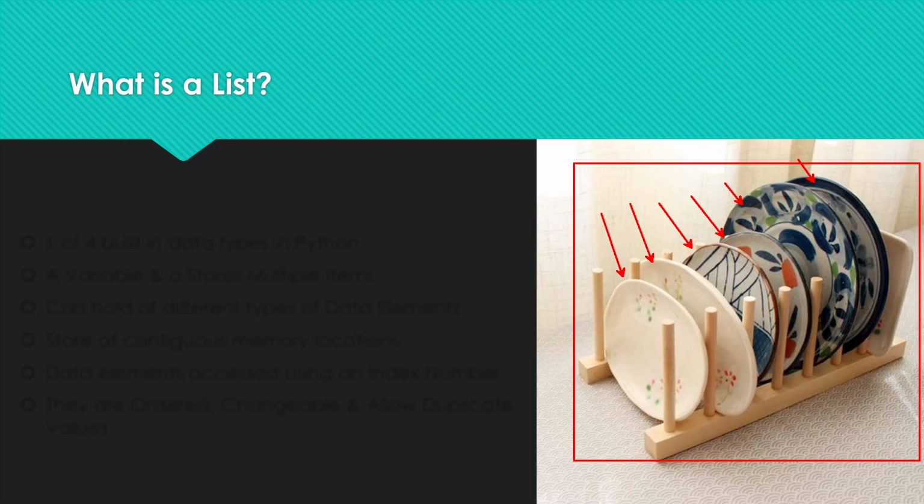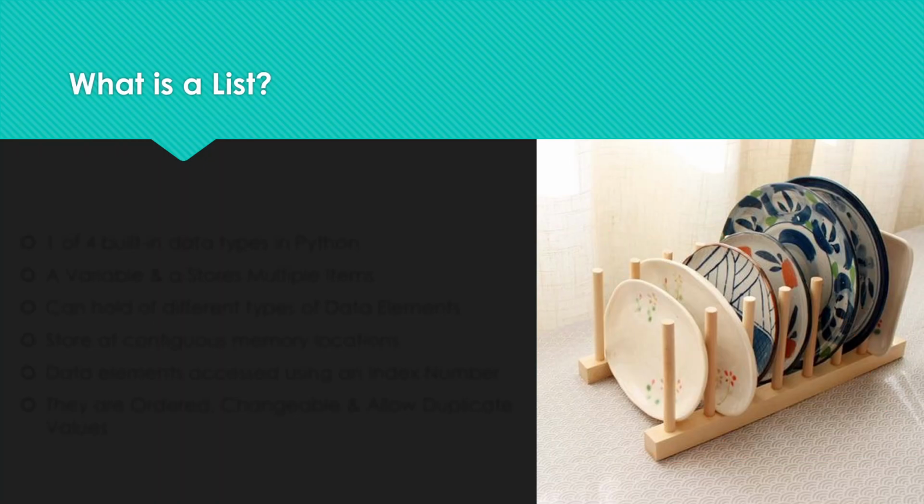Now, one unique thing about Python lists, unlike an array, is that it can store different data types. Just like this dish holder or plate holder can hold different sizes of plates or different types of plates. So that's the unique distinction between lists and arrays. Otherwise, as you'll see, most of the properties are actually the same. So it's actually a variable that can store multiple items.